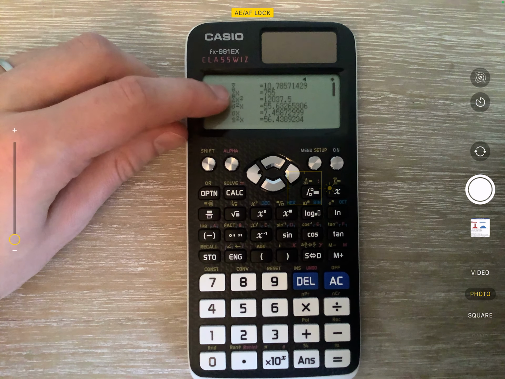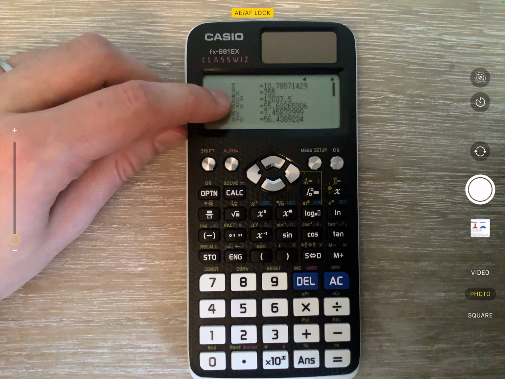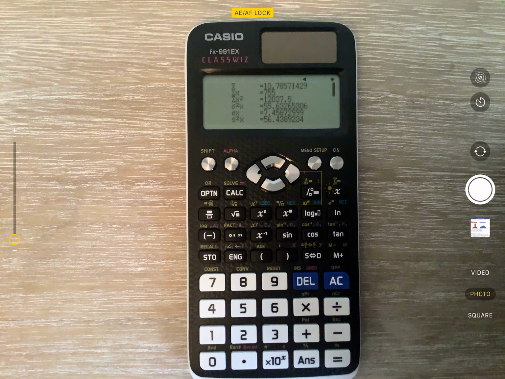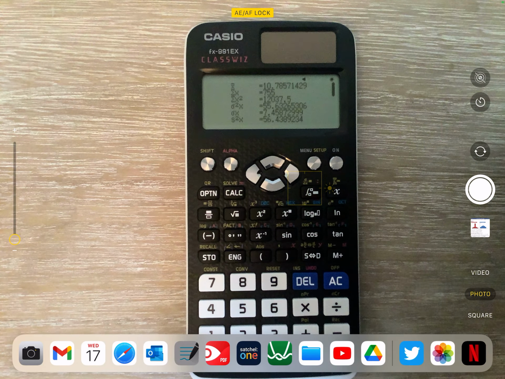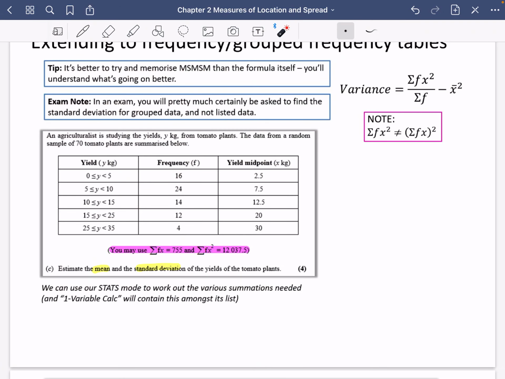So we've got these different summary statistics. We've got the sum of x and we've got the sum of x squared. That's like the sum of f of x and the sum of f of x squared. So that's 755 and 12,037.5, which is exactly the two values that we've got here and here. So if they don't give them to you, you can use it in your calculator.